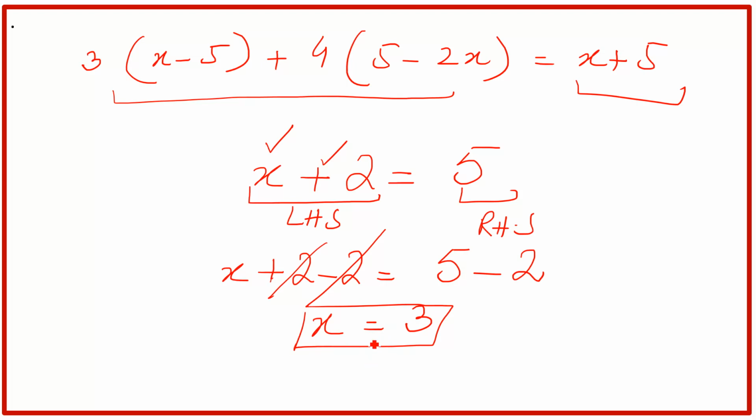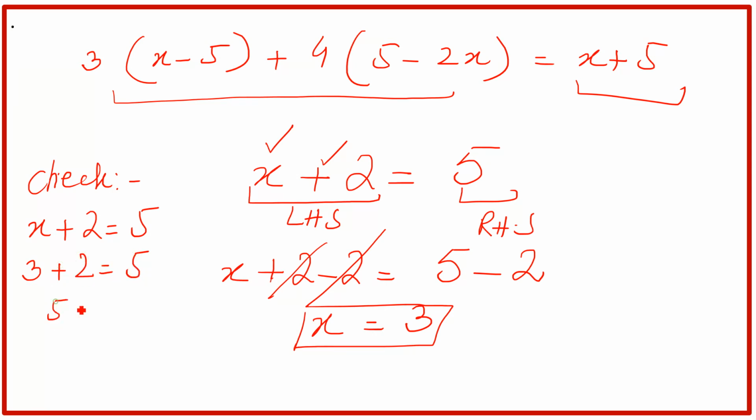And the beauty of this question is that both sides should be equal, right? So x is equal to 3. You can check whether your answer is right or wrong. So this is our question: x plus 2 is equal to 5. Wherever you see x in your question, you have to put the value of x, which is 3. So this is 3 plus 2 equal to 5, and 3 plus 2 is 5. See, both sides are equal. It means our answer is correct.